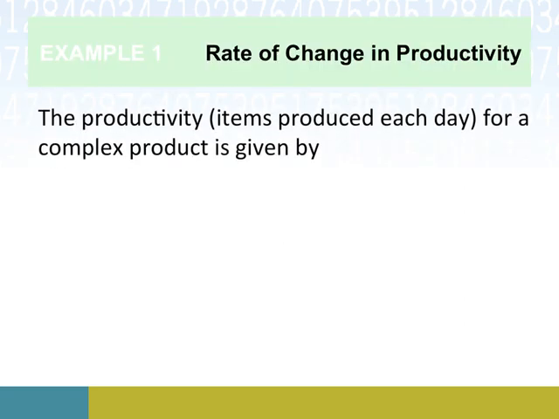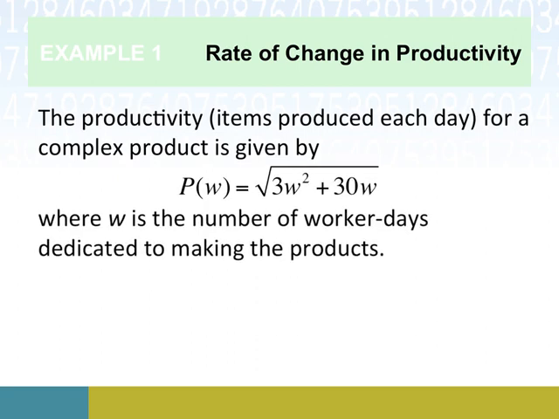We'll reuse a function that we had in the previous section from the chain rule. So productivity for some product is given by this P of W. The input is worker days, so there's W, and the output, this big expression, is what productivity we could expect. So that's in items produced.